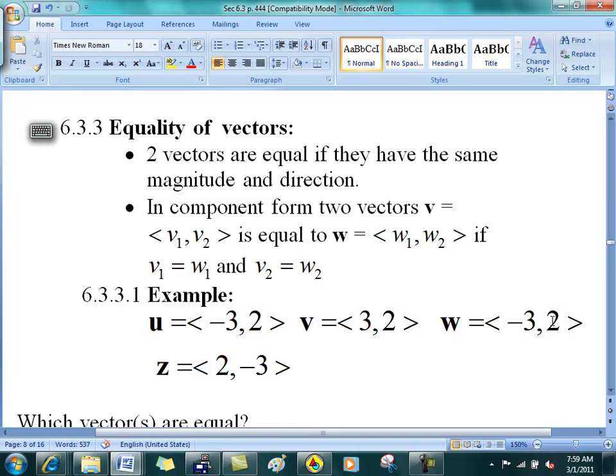and 2 equals 2. None of the others show that equality. Okay? So everybody okay on that? All right, next one.